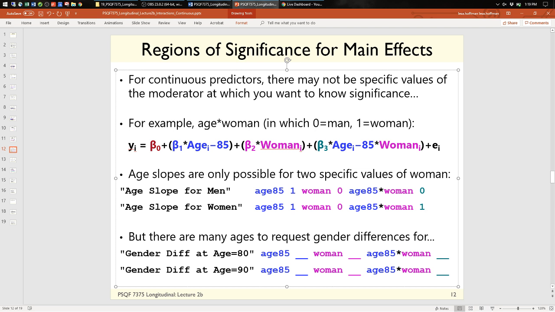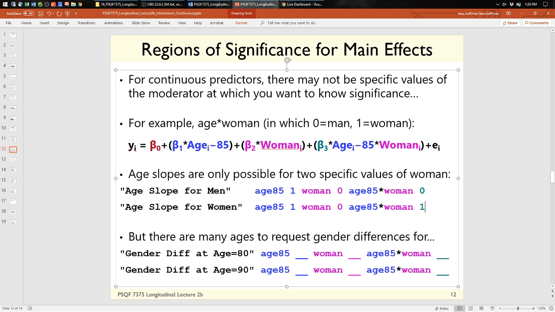Is there a main effect of age for women? The model does not tell us that, but we can find out if we add the slope for age to the interaction term for the slope with women. It's a linear combination. That's the missing piece. And then the last part, is the age slope different by gender? Do we know that one?